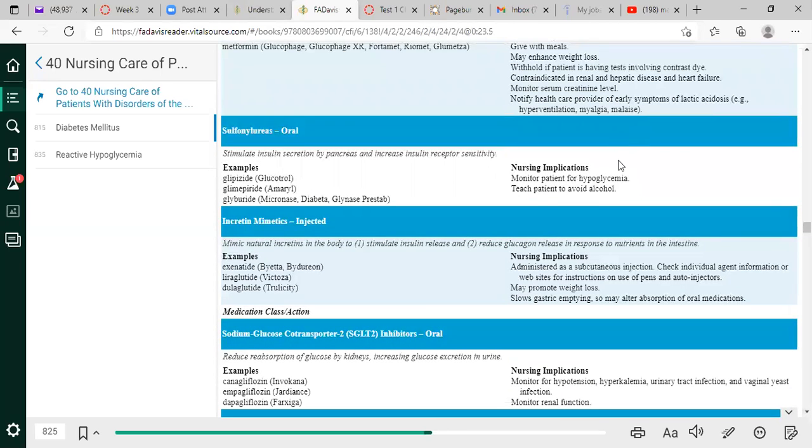And one of the things right here that sticks out with these medications, the sulfonylureas, is saying teach patient to avoid alcohol.